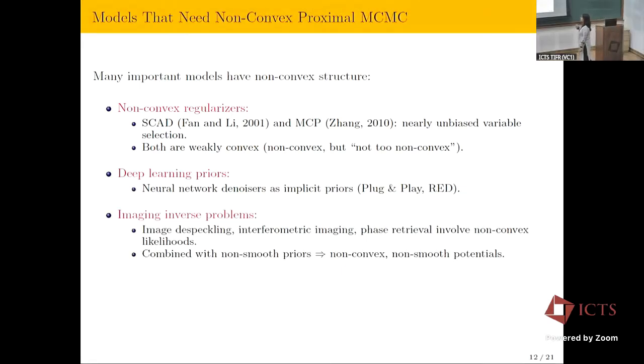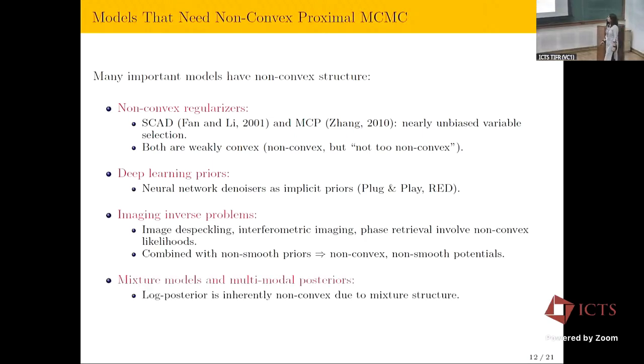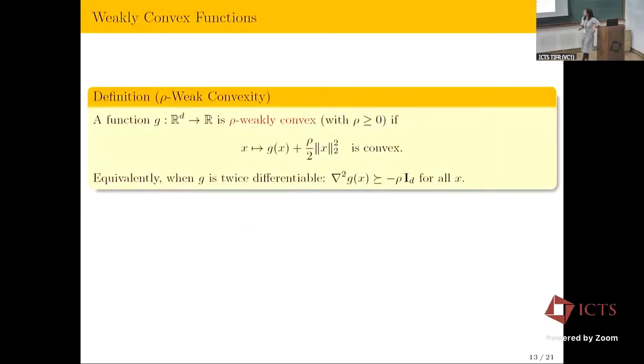In many imaging inverse problems as well, there are lots of Bayesian compression-based priors that impose non-convex priors. And then mixture models or multimodal posteriors, not always, but sometimes can be viewed from the point of view of a simplifying assumption of weakly convex functions. And so those become very obvious non-convex target densities.